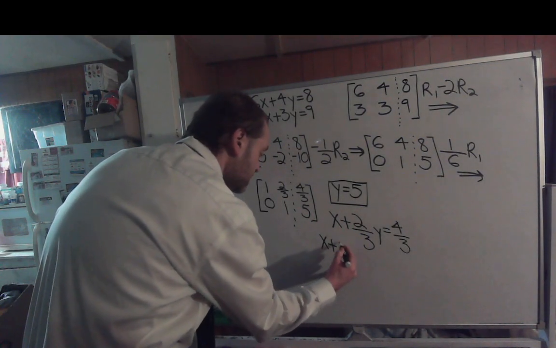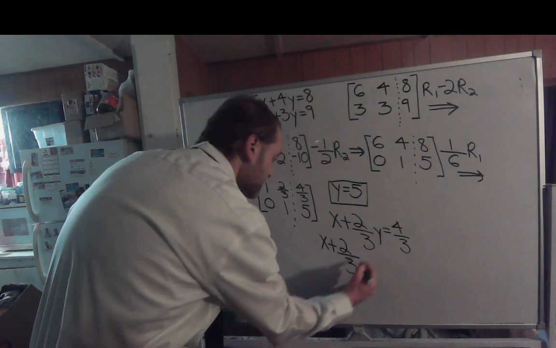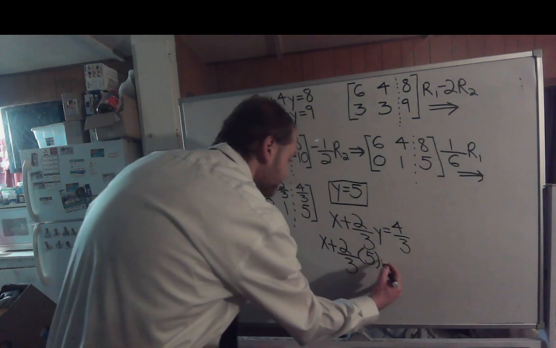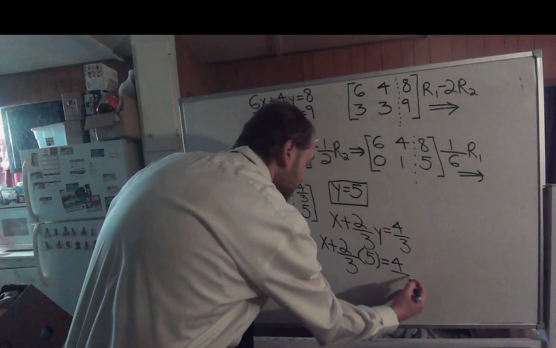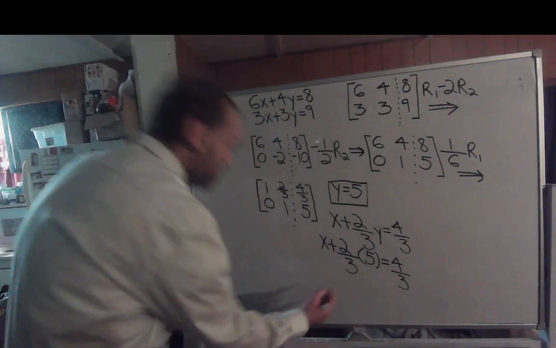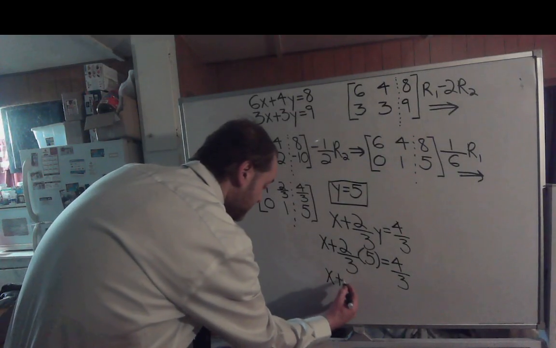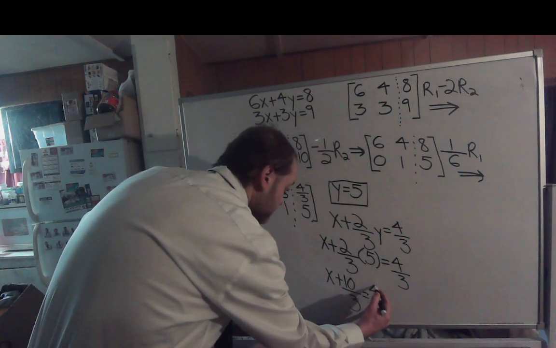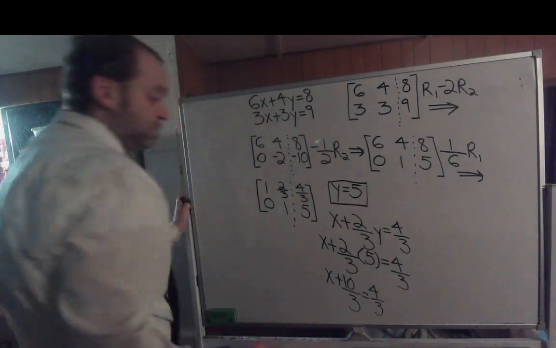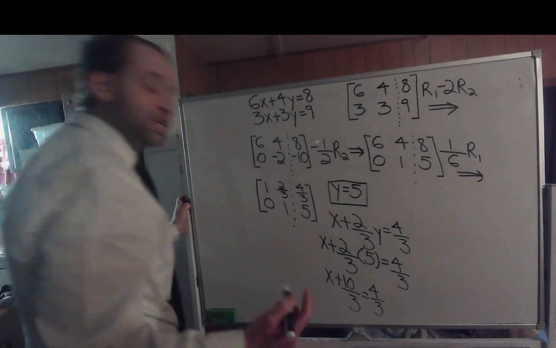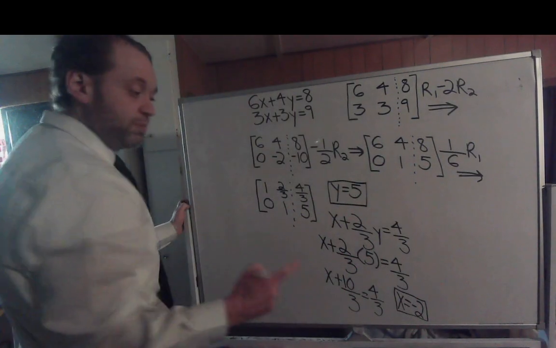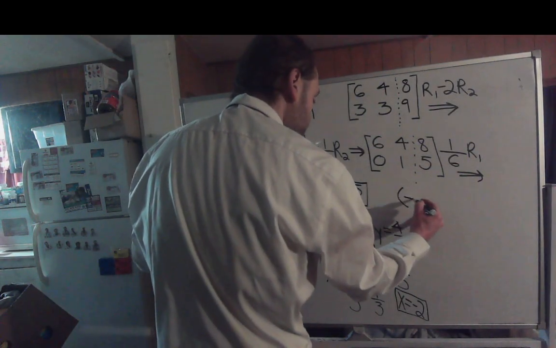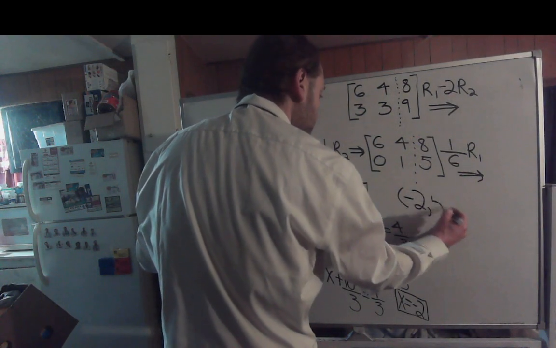x plus 2/3 times 5 equals 4/3, which would give you x plus 10/3 equals 4/3, which would end up giving you x equals negative 6/3, which means x equals negative 2. So now the ordered pair that's your solution for this matrix is going to be negative 2, 5.